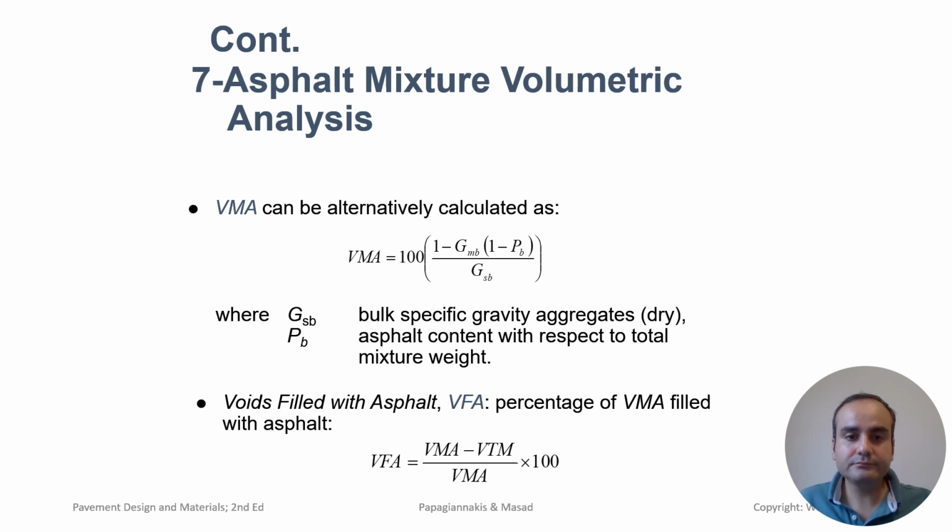VFA, voids filled with asphalt, is the percentage of VMA that is filled with asphalt binder, representing how well the air voids and aggregate particles are coated by the binder. VFA is important because it reflects the balance between binder and aggregate in the mixture. A high VFA means that more voids in the aggregate are filled with binder, which can enhance durability and resistance to air and water infiltration.